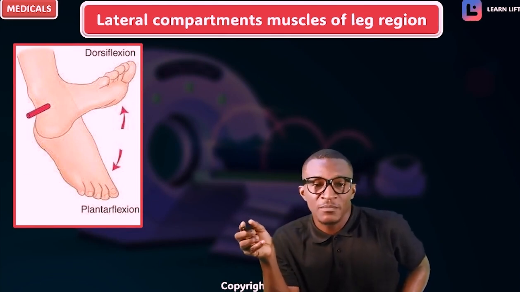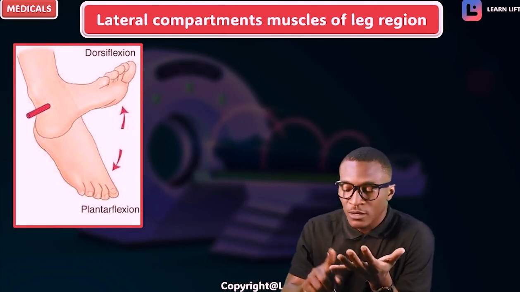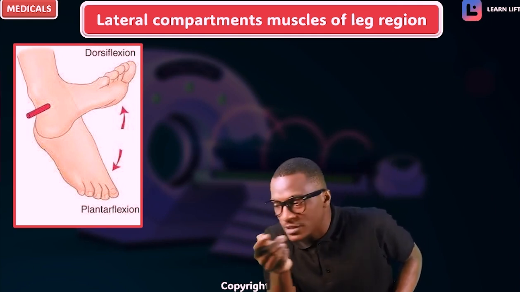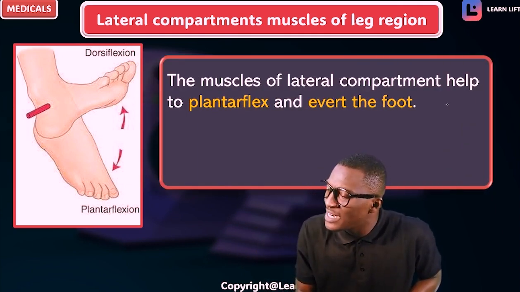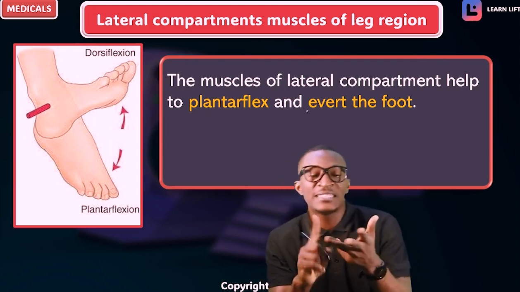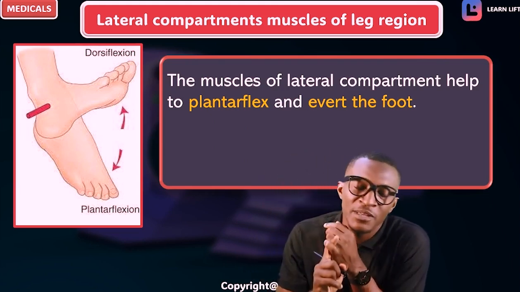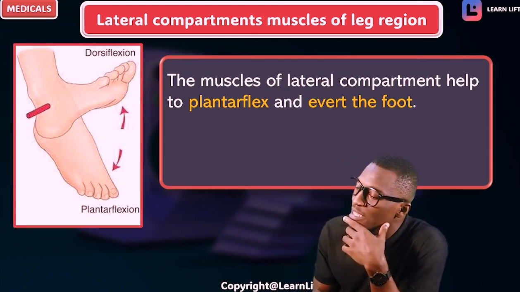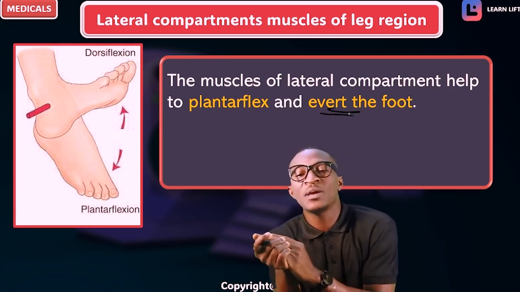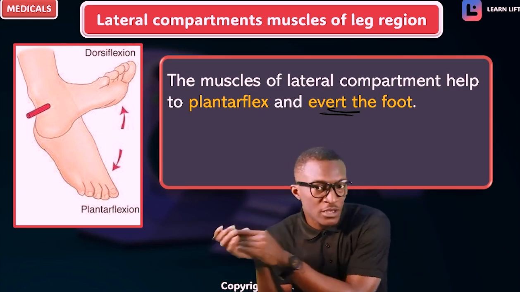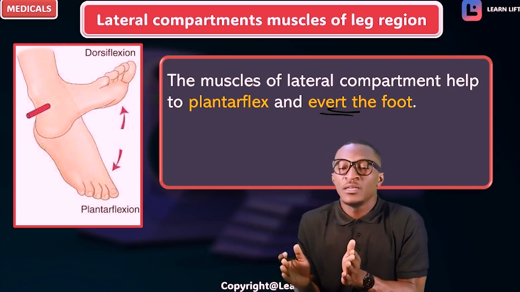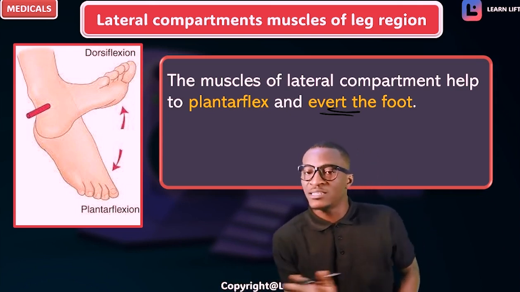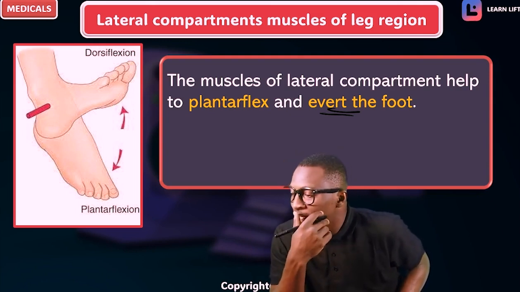Now let's go to the lateral compartment. What are the muscles of the lateral compartment? There are just two: fibularis longus and fibularis brevis. Take note that the lateral compartment helps to plantar flex. I explained that the anterior compartment dorsiflexes, the lateral compartment plantar flexes, and the posterior compartment plantar flexes. The lateral compartment plantar flexes as well as everts. What is the meaning? We have inversion and eversion. Inversion is moving the foot towards the midline. Eversion is moving the foot away from the midline, moving it laterally.